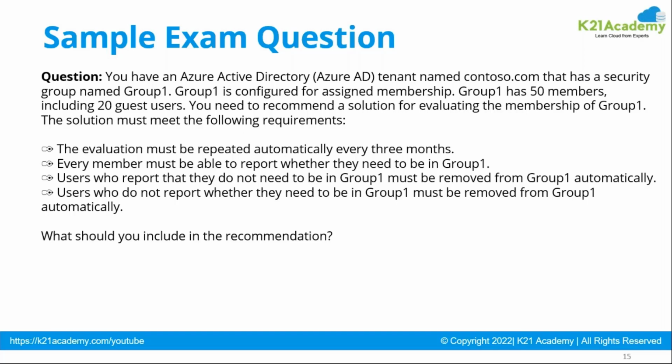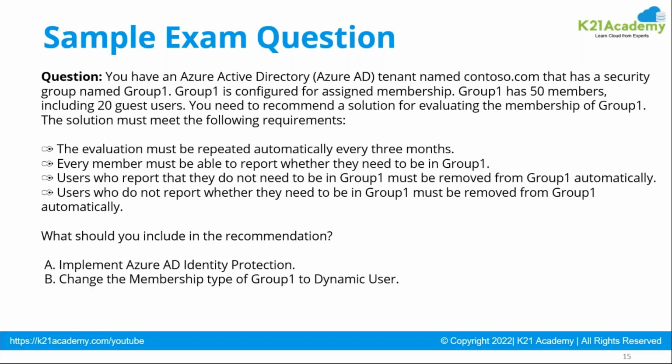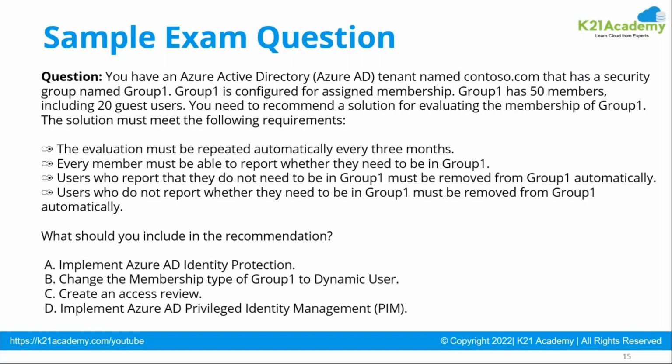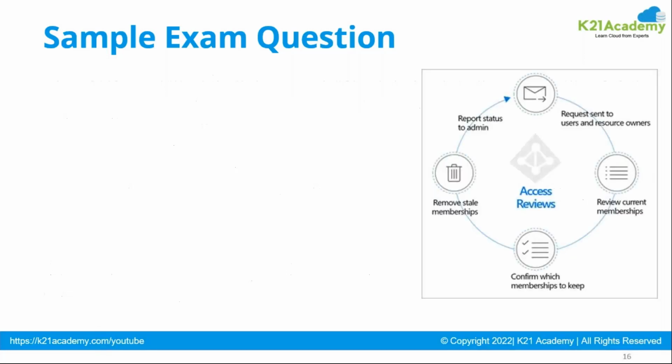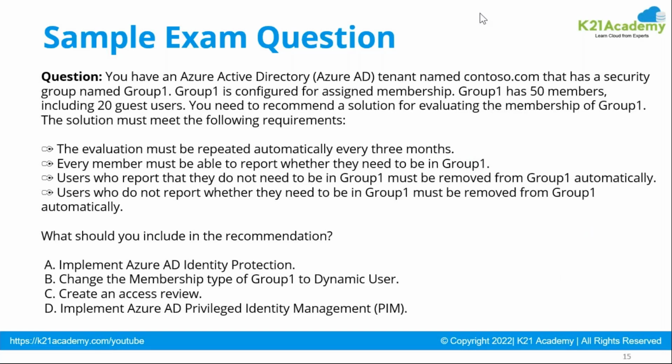What should you include in the recommendation, guys? Implement Azure AD Identity Protection. That is your choice number 1. Choice number 2 is change the membership type of group 1 to dynamic user. Choice 3 is create an access review. And choice 4 will be implement Azure AD Privileged Identity Management over here. So guys, these are 4 choices.